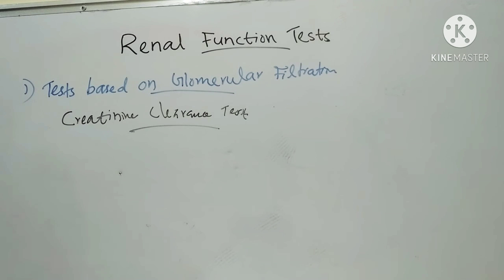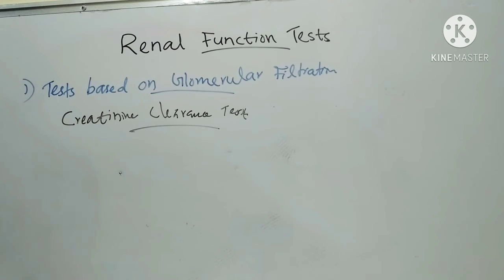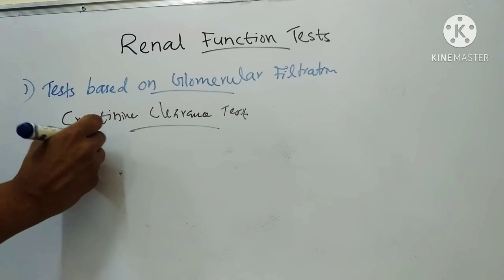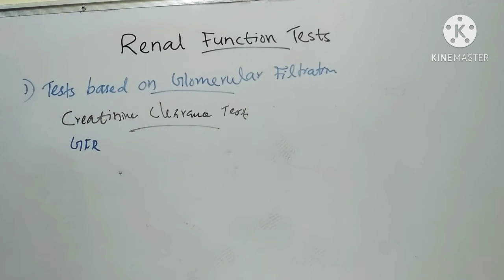At normal levels of creatinine, creatinine is filtered at the glomeruli, but it is not secreted or reabsorbed by the tubules. So its clearance gives the GFR, that is, the glomerular filtration rate.